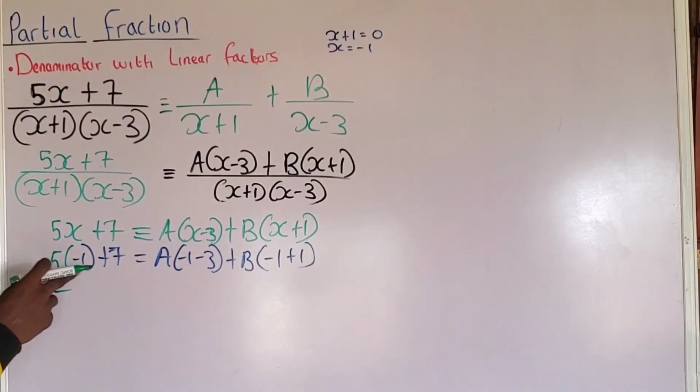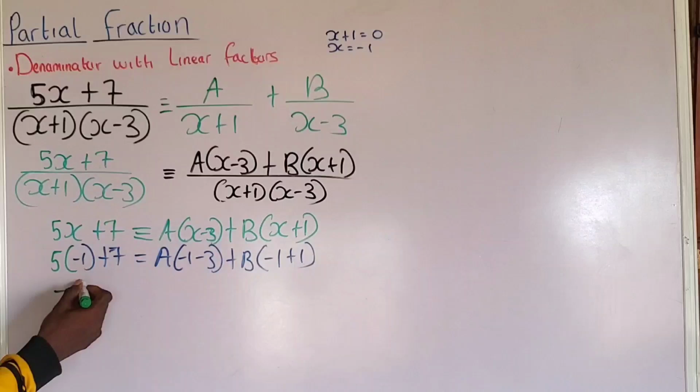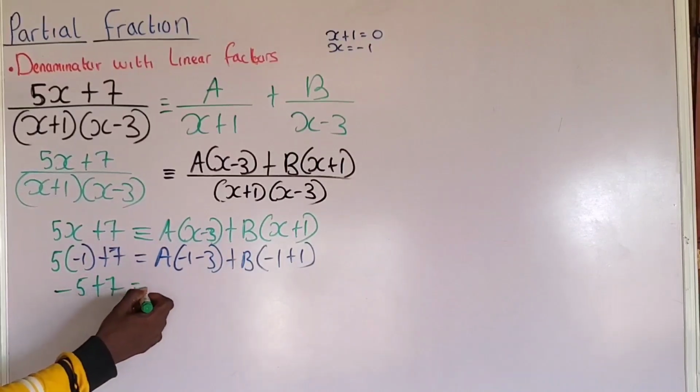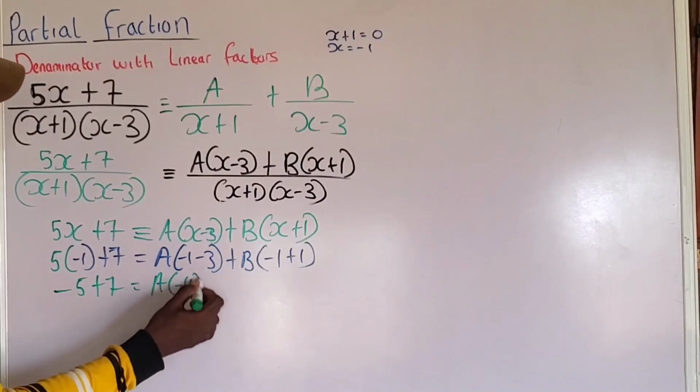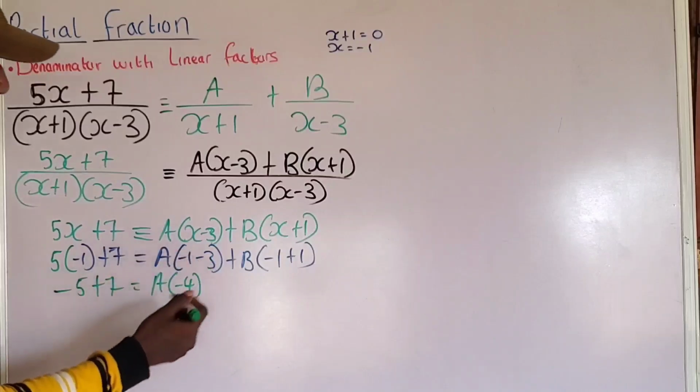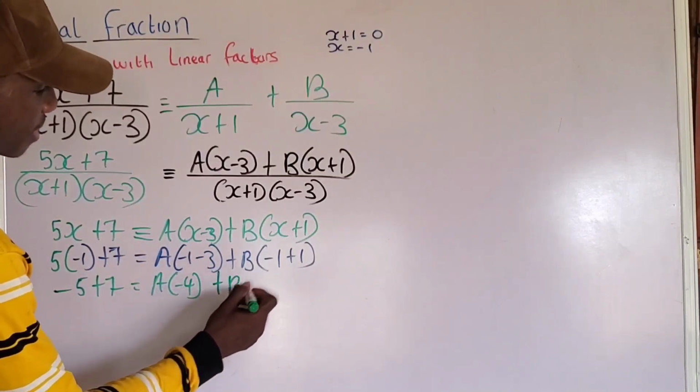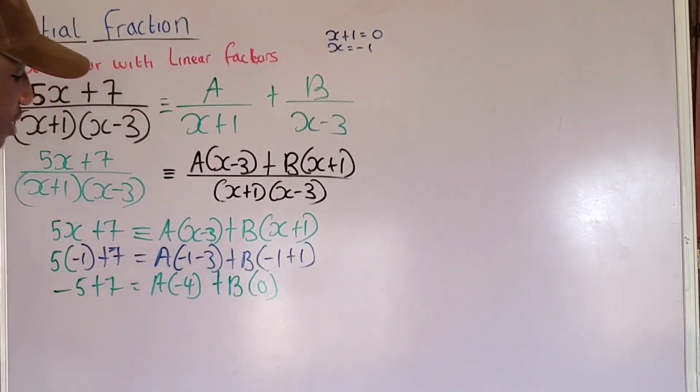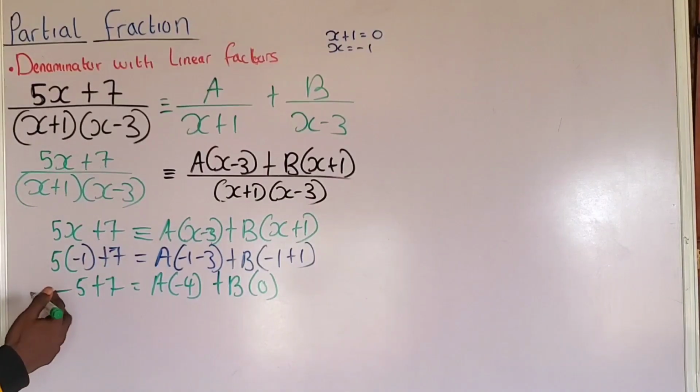Okay, 5 times minus 1, that is minus 5, plus 7 equals a multiplied by minus 4, right? Minus 1 times minus 1 minus 1, that is minus 4, plus b multiplied by 0, because minus 1 plus 1 will give us 0, okay?